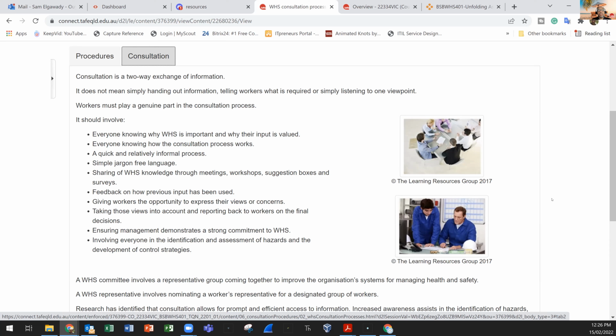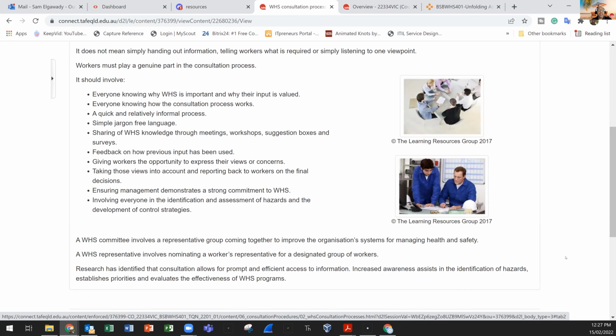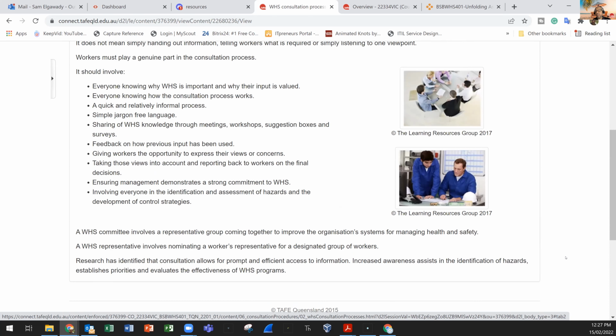So giving workers the opportunity to express their views or concerns. So I can give ideas, or say I'm not happy with this process, I'm not happy with this procedure, and why I'm not happy, I should have proper reasons, or I am happy and we need to improve this part, that part. So taking those views into account and reporting back to workers on the final decisions, ensuring management demonstrates a strong commitment to WHS, involving everyone in the identification and assessment of hazards, and the development of control strategies.